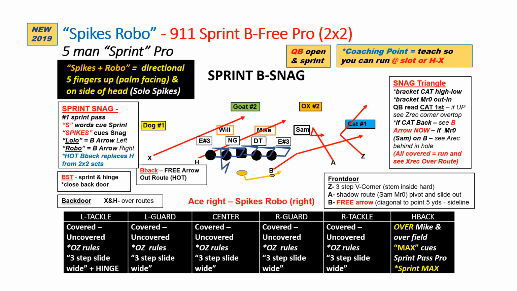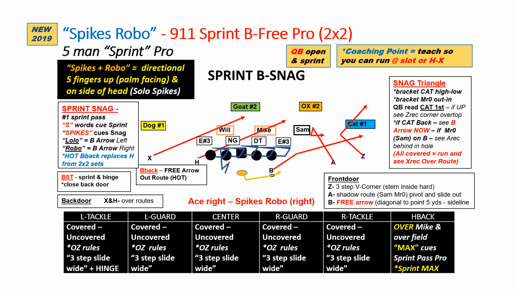If we want to run this out of a 2x2 and get the ball to the B back as the potential arrow route receiver, we simply call this Spikes Robo to the right or Lolo to the left. Those are our solo calls, meaning the O-line is still going to Aussie Pro right here, but they don't have a back or an H back to help on the edge.